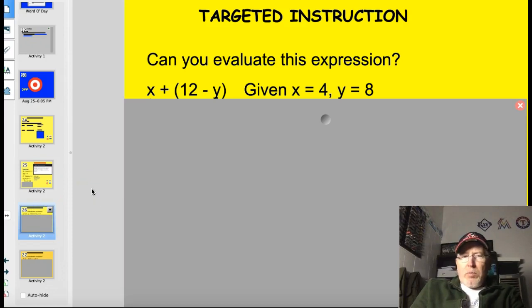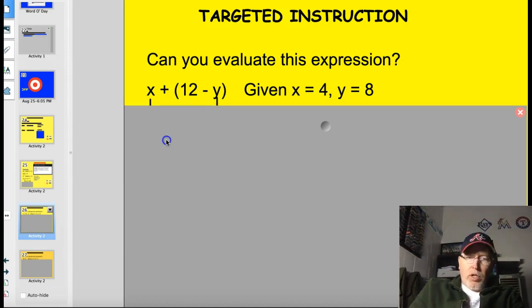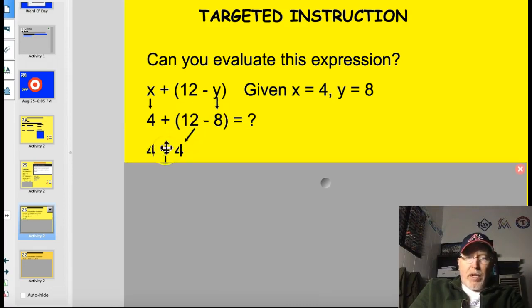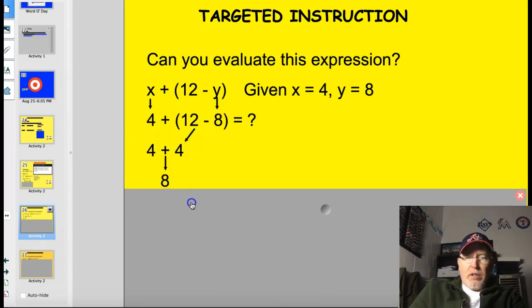Can you evaluate this expression? x plus 12 minus y, in parentheses, that second expression, given x equals 4 and y equals 8. Now I'm giving you two values. Well, you could do this. Rewrite it and substitute in the values. So here I'll rewrite it: 4 plus 12 minus 8. I just substituted in the 4 for the x, and the 8 in for the y. Before I can evaluate it, I have to follow the order of operations. So I have to do the parentheses first. 12 minus 8 is 4. I've got 4 plus 4 left. I can evaluate that and say that that expression is equal to 8.